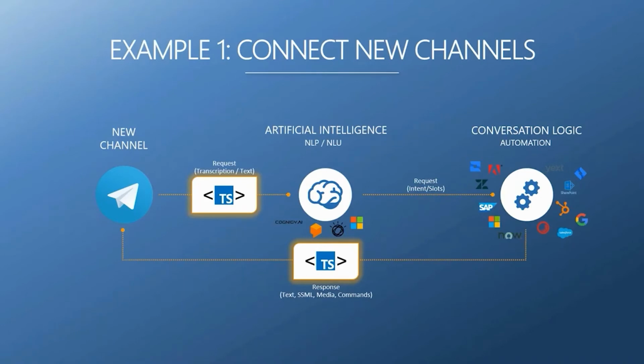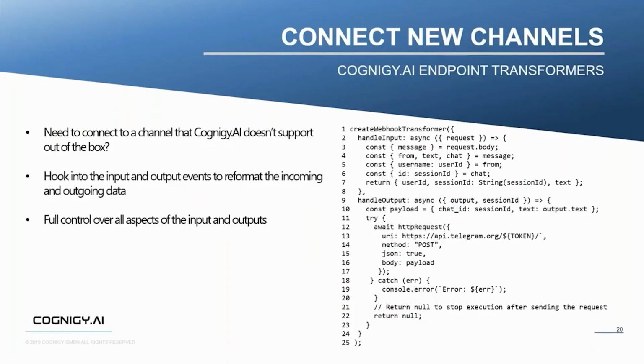Now all this is super simple. If you look at the code on the right side, that is the whole code you need for the Telegram transformer. And it's even formatted, so if we would take the formatting out, it would probably be something like 15 lines. So you can hook into the input and output events, and you have full control over the inputs and outputs, and you can even make HTTP requests from in there. So it's really simple to connect new channels.